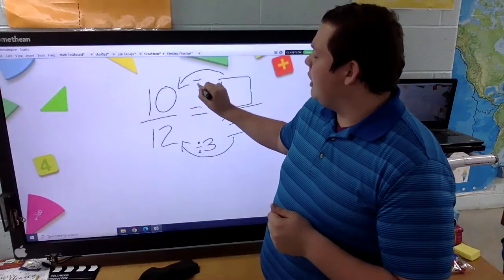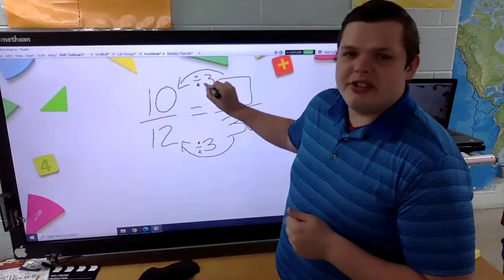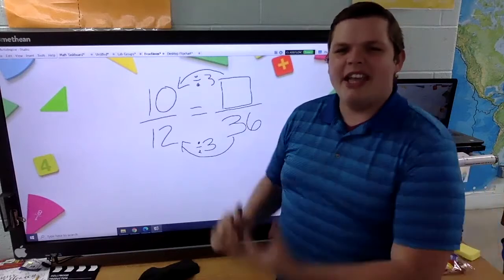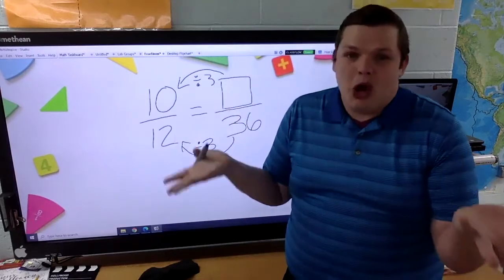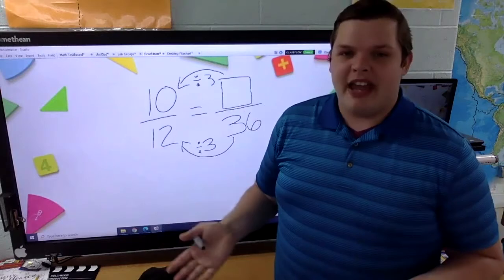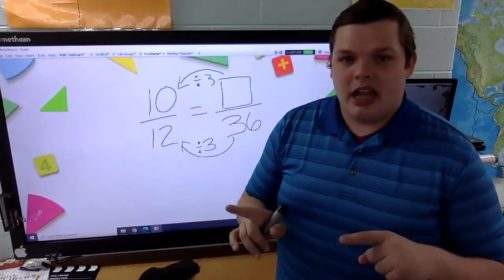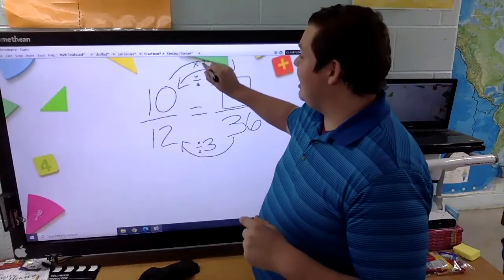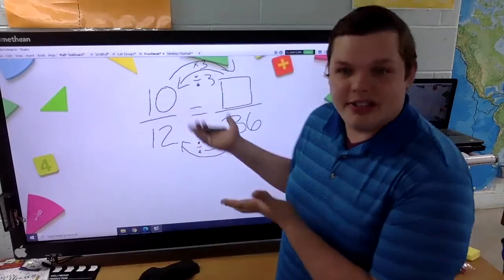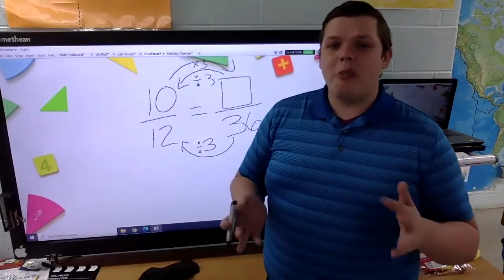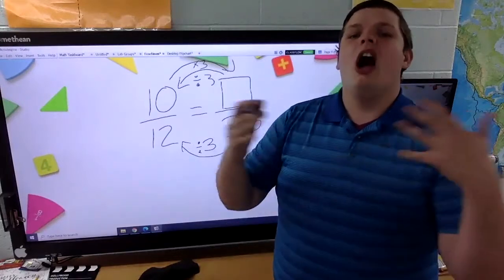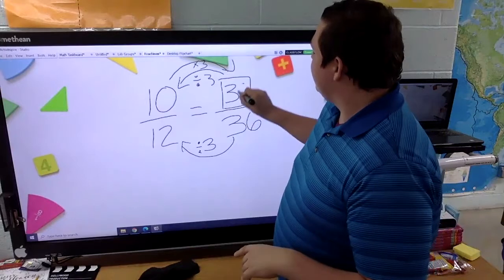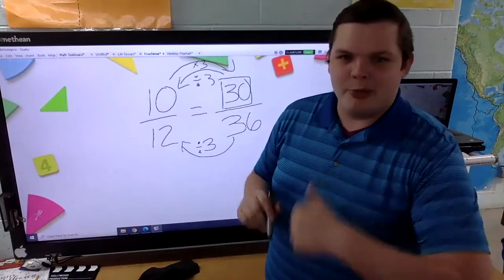It's really important here to understand that division is the opposite of multiplication. So if you can't do something divided by 3 equals 10, you can do the opposite, okay? I can do 10 times 3 equals something. It's really important to know that division and multiplication are opposites of one another. 10 times 3 is 30. Bada bing, bada boom, we got it.